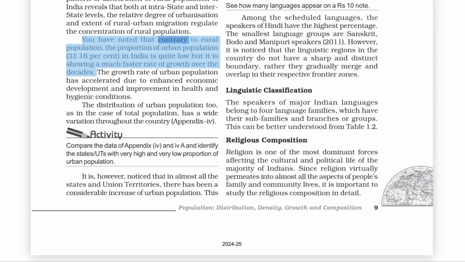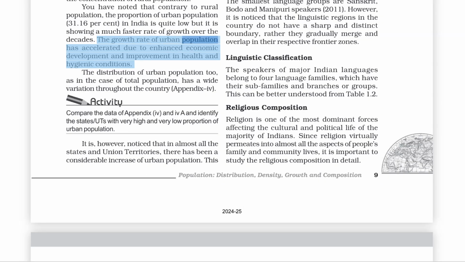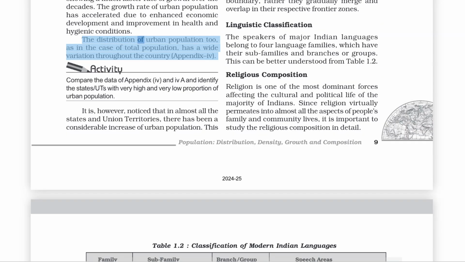You have noted that contrary to rural population, the proportion of urban population, 31.16%, in India is quite low, but it is showing a much faster rate of growth over the decades. The growth rate of urban population has accelerated due to enhanced economic development and improvement in health and hygienic conditions. The distribution of urban population too, as in the case of total population, has a wide variation throughout the country.